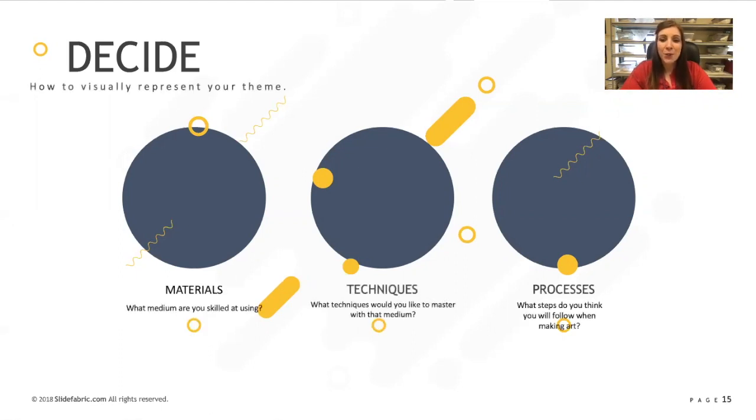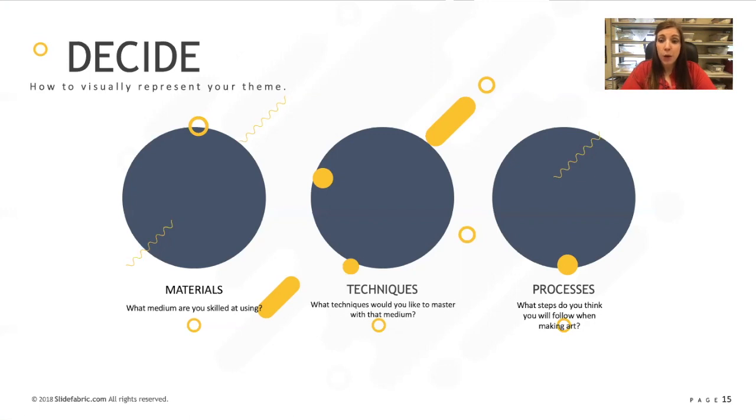All right, you also need to decide your materials, techniques, and processes. And yes, those words are pulled directly from the AP scoring rubric. So think about your materials. What medium are you skilled at using and how can that relate to the theme that you chose? Also think about what techniques you would like to master from that medium.